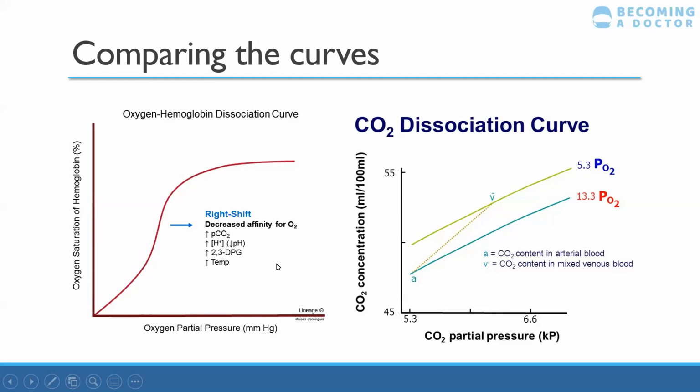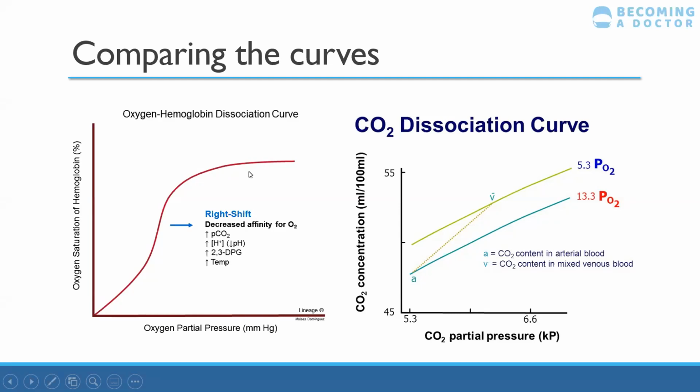So when you compare these 2 curves, you'll notice that the CO2 dissociation curve is linear, whereas the oxygen hemoglobin dissociation curve is a sigmoid curve. And you also notice that the oxygen hemoglobin dissociation curve has a plateau here, whereas the CO2 dissociation curve just continues as a straight line and doesn't really plateau. And that means that increasing ventilation will improve the CO2 exchange, but with oxygen, there reaches a point where increasing the partial pressure of oxygen doesn't actually increase oxygen saturation.